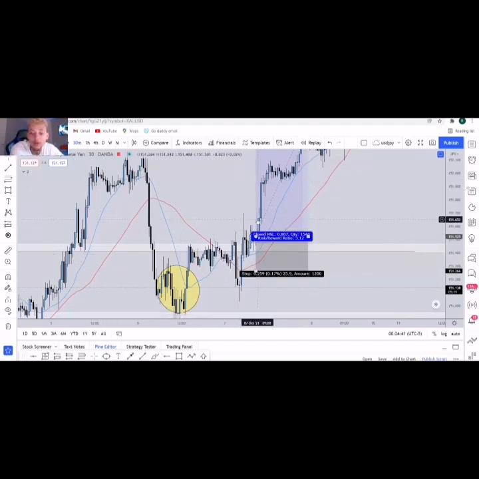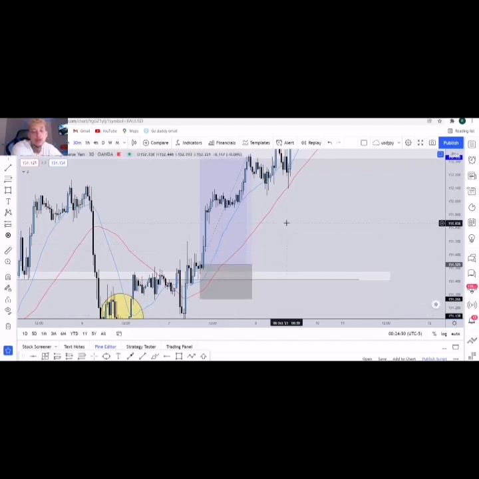We have about 3 confirmations here, being the break of structure, the cross moving averages, and then the engulfing. So I'm only going to risk 1% on this position, right? And anyways, guys, that is Confluence Trading 2.0.